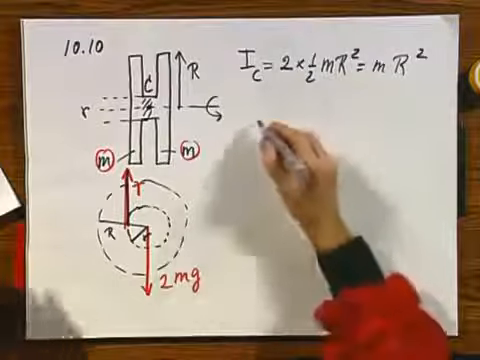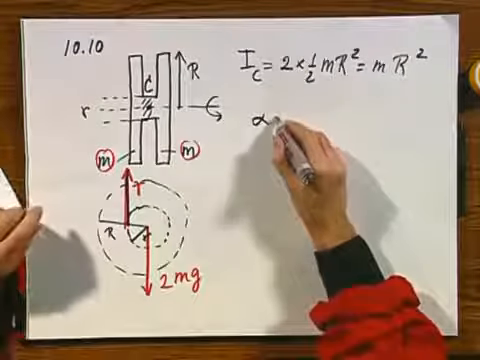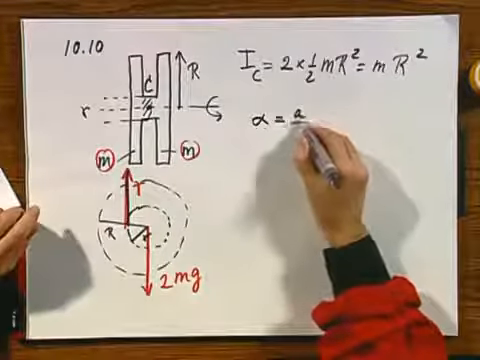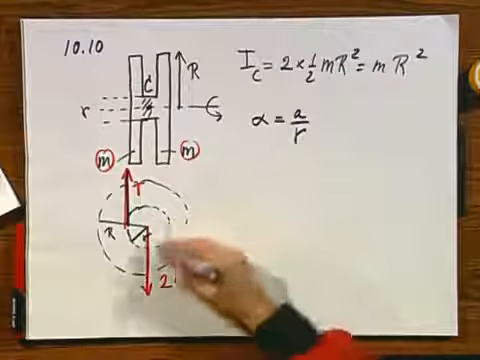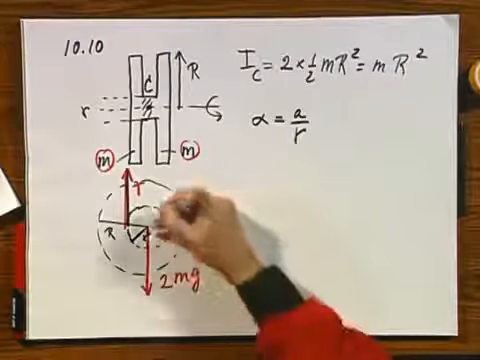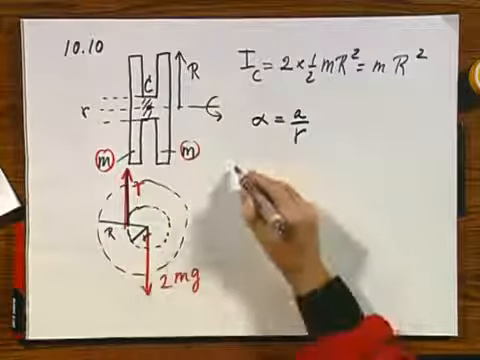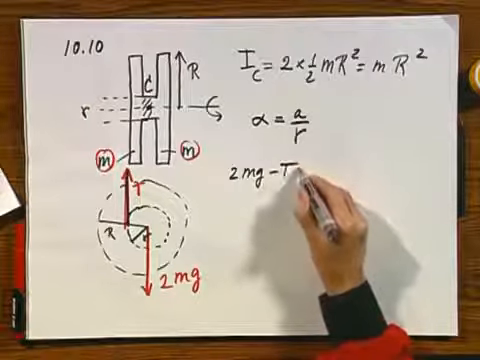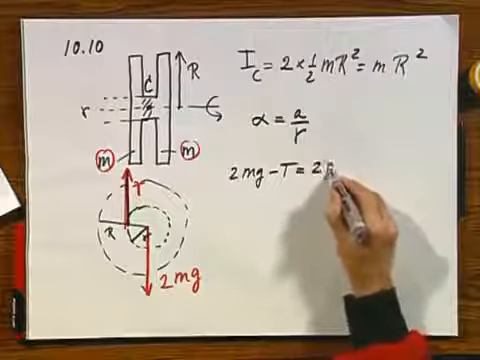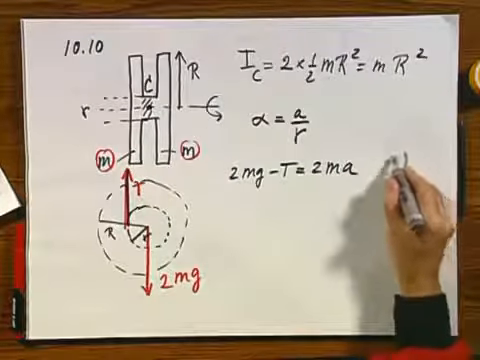Clearly, we again have alpha equals A over R, because we have pure rolling, so we can use that wherever we want. We're going to apply Newton's law. The system is going to be accelerated downward. So 2mg minus T must be 2ma. That's equation number 1.